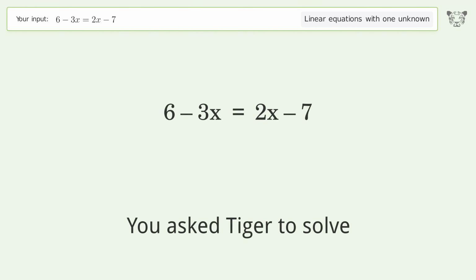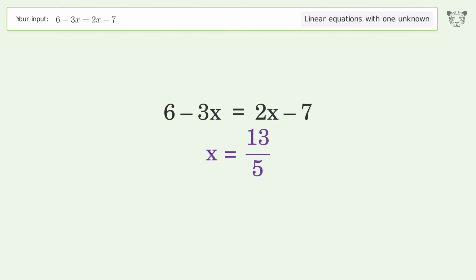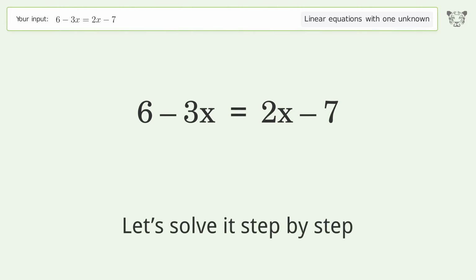You ask Tiger to solve. This deals with linear equations with one unknown. The final result is x equals 13/5. Let's solve it step by step.